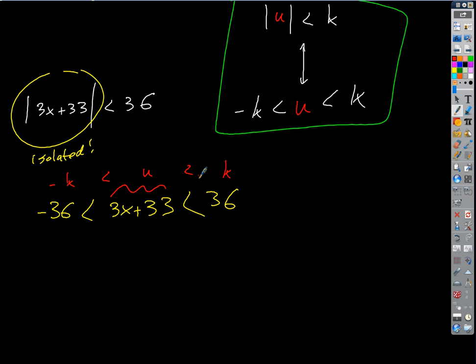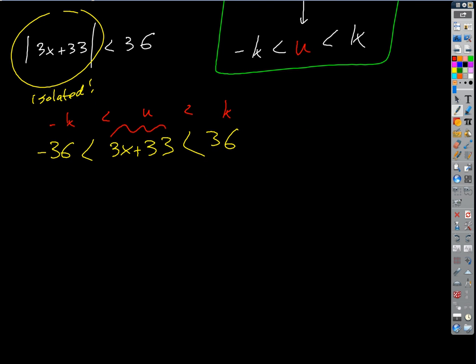Now what? Well, now it's easy. Now all we have to do is just solve that compound inequality. What are the steps to get the x by itself? Minus 33. Subtract 33 from everything, right?